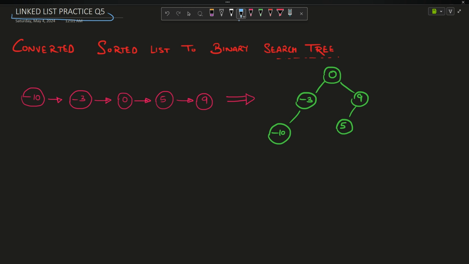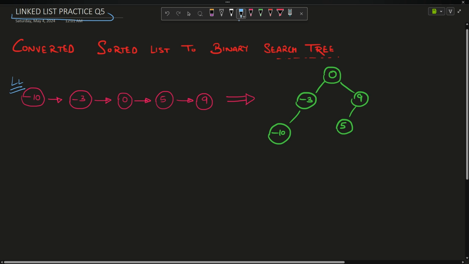Now, the problem for the day is convert sorted list to binary search tree. So you have been given a sorted linked list as an input, and you have to convert this linked list into a binary tree. As you can see, 0, minus 3, minus 10. As I'm going left, the values are decreasing. As I'm going right, the values are increasing. So it is a BST, right? You have to convert this linked list into this BST.